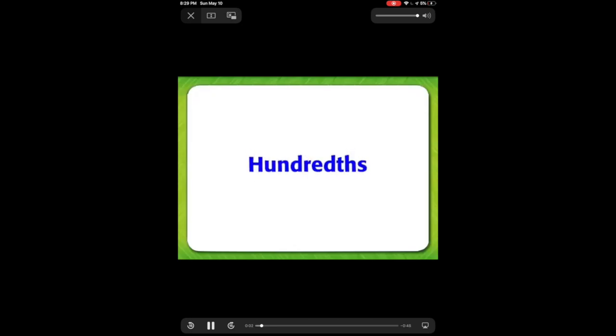Hundredths. Drew has a 100-piece puzzle. There are 4 corner pieces in the puzzle. What part of the puzzle has corner pieces?